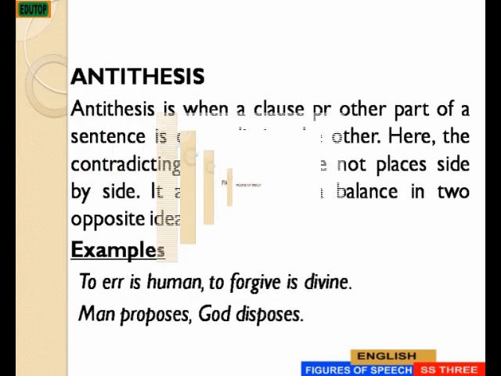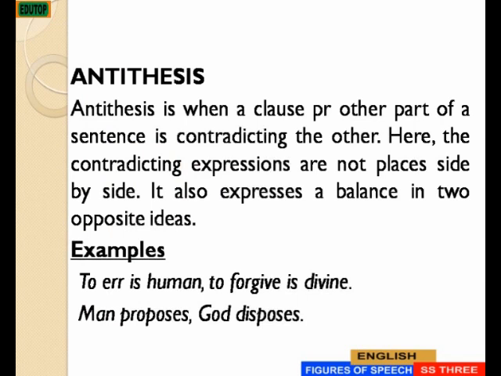Antithesis. Antithesis is when a clause or other part of a sentence is contradicting the other. Here, the contradicting expressions are not placed side by side. It also expresses a balance in two opposing ideas. Unlike oxymoron, where you have the placing together of two contradicting words, under antithesis we have two contradicting words that are not placed directly beside each other.